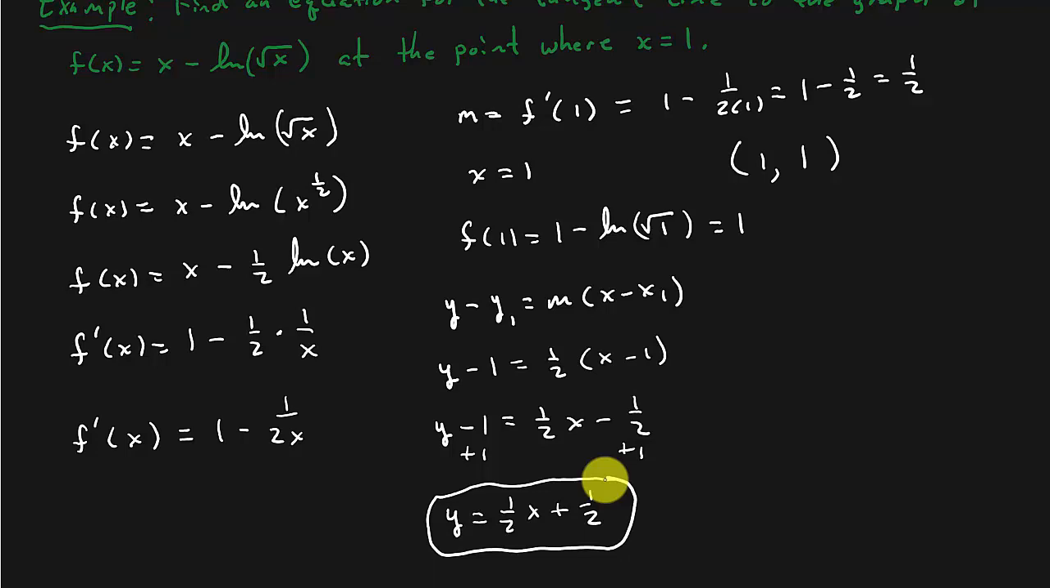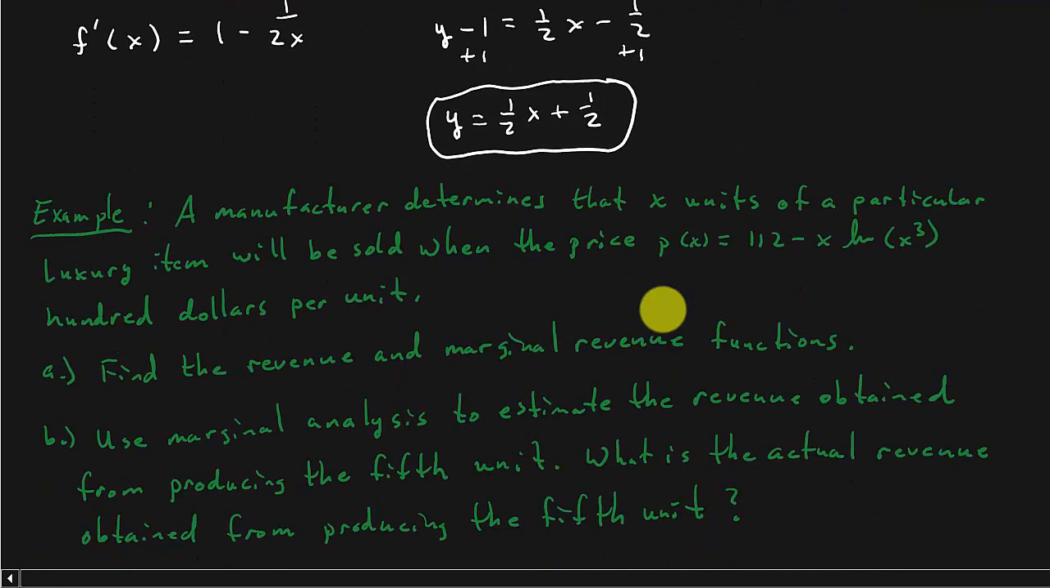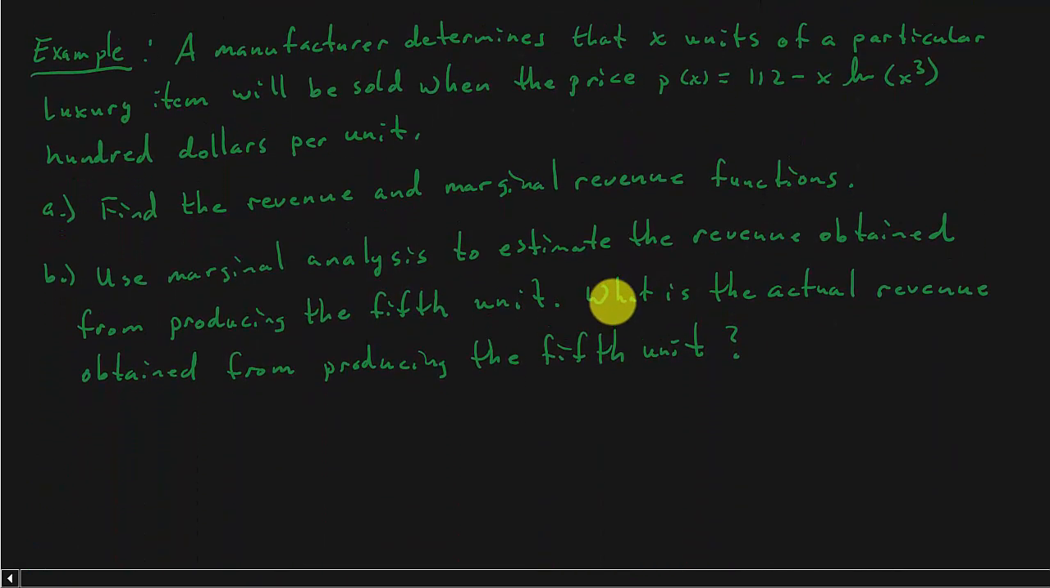All right. Moving right along. Here we go. It says a manufacturer determines that x units of a particular luxury item will be sold when the price, p of x, is 12 minus x times natural log x cubed, in $100 per unit. Find the revenue and marginal revenue functions.